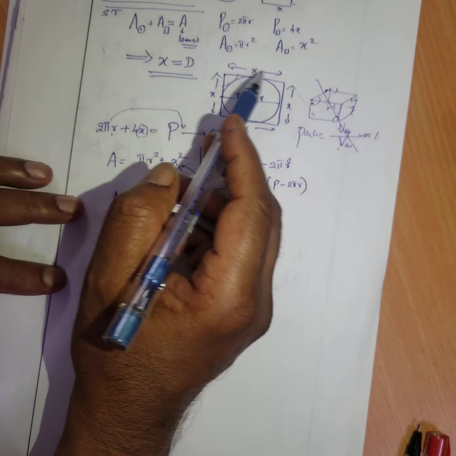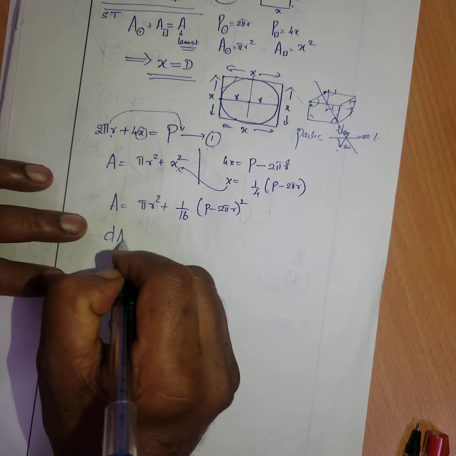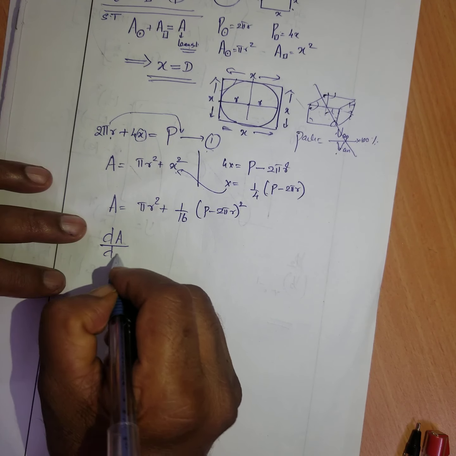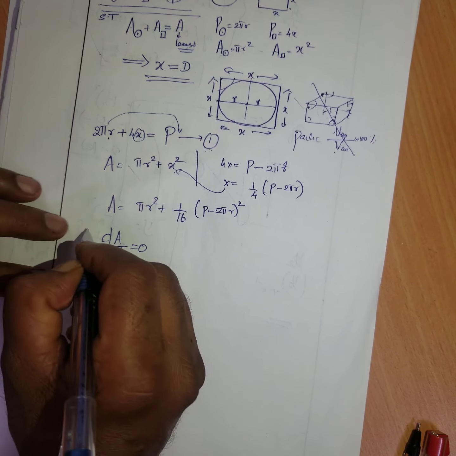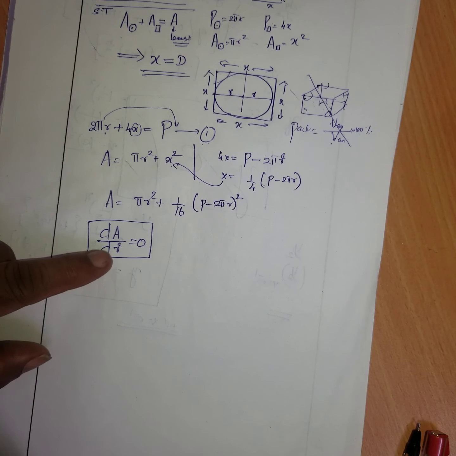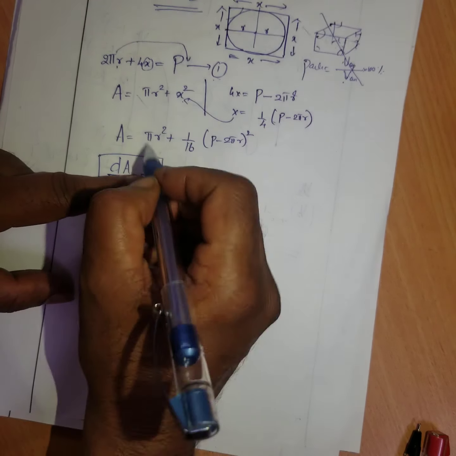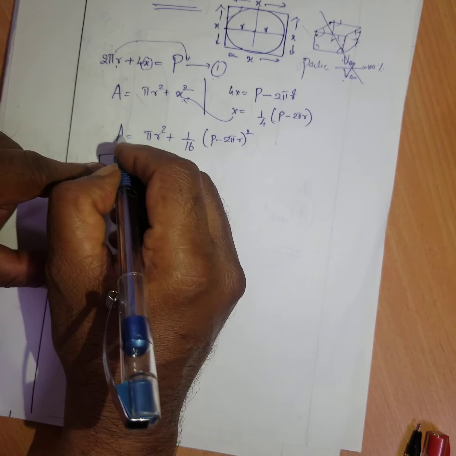The condition for least area: therefore dA by dr should be 0. This is the condition for maxima or minima. I am just differentiating and equating to 0. Let us see what happens. Here, what is dA by dr?